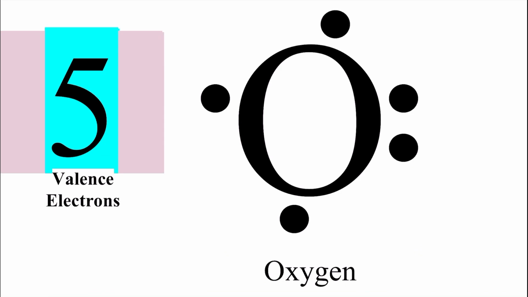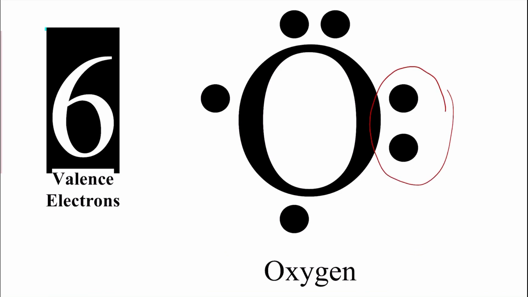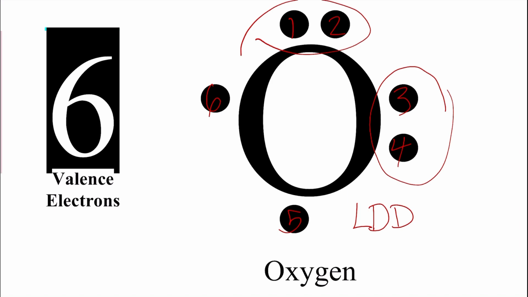So now this side is doubled up, and this side is doubled up. At this point, we are done with oxygen. Oxygen has 6 dots around it. 1, 2, 3, 4, 5, and 6. Okay, so that is the Lewis dot diagram of oxygen atom.